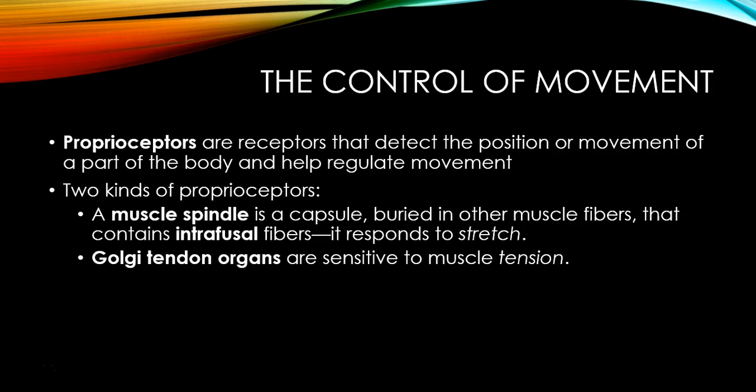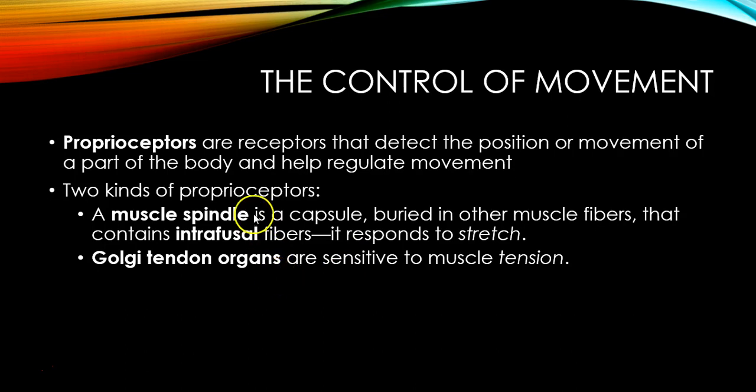Proprioceptors are receptors that detect the position or movement of a part of the body and help regulate your movement. That's really important in terms of movement, is you not only need to be able to move, but you need to know where your body is. How bent are your legs? How bent is your knee? Where is your arm? In order to properly move around the environment.